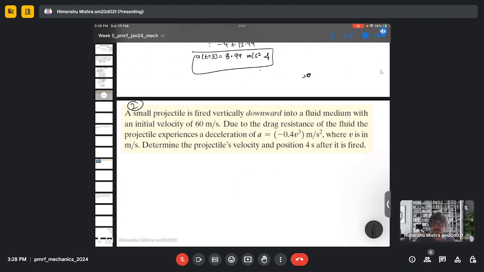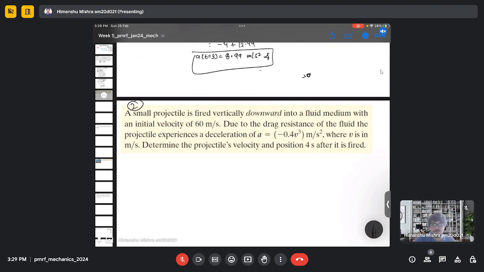So in this question, we have given a small projectile which is fired vertically downward into a fluid medium with an initial velocity of 60 meter per second. Due to the drag resistance of the fluid, the projectile experiences a deceleration of a equals minus 0.4 v cube meter per second square, where v is in meter per second. Determine the projectile velocity and position 4 seconds after it is fired.